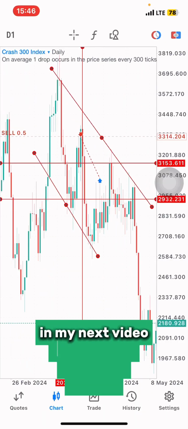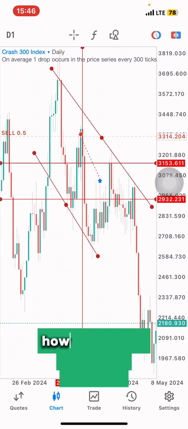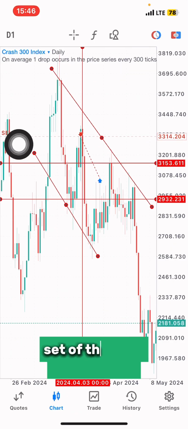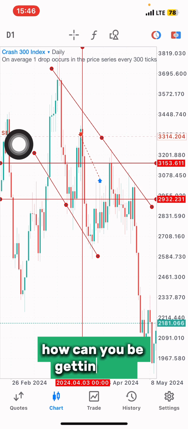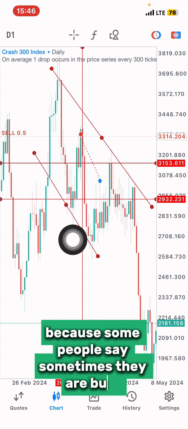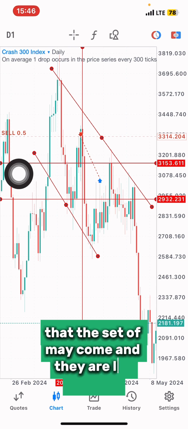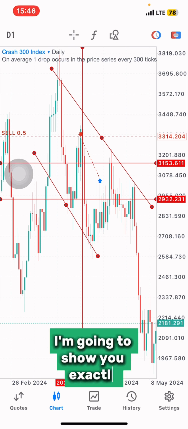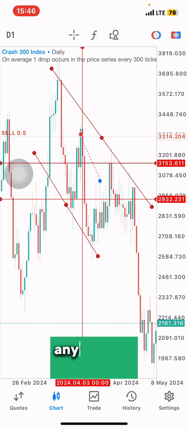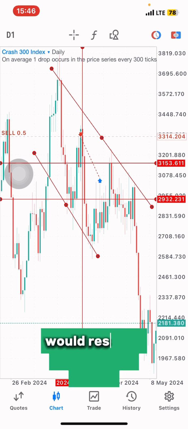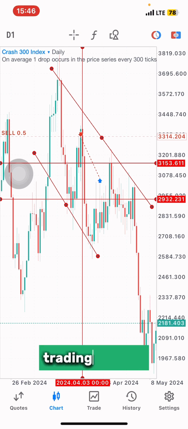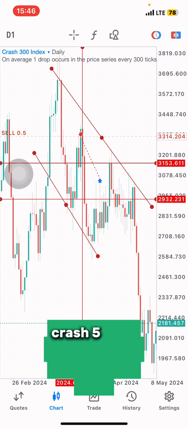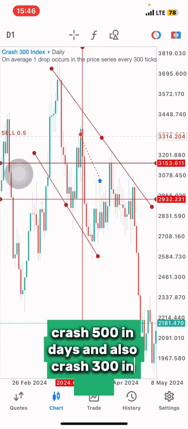So in my next video, I'm going to show you exactly how you can manually get this kind of trading setup. Some people say sometimes they are busy, that the setup may come and they are late. I got you covered. In my next video, I'm going to show you exactly how you can get any trading notification with respect to any price action trading system in catching spikes with Crash 1000 index, Crash 500 index, and also Crash 300 index.